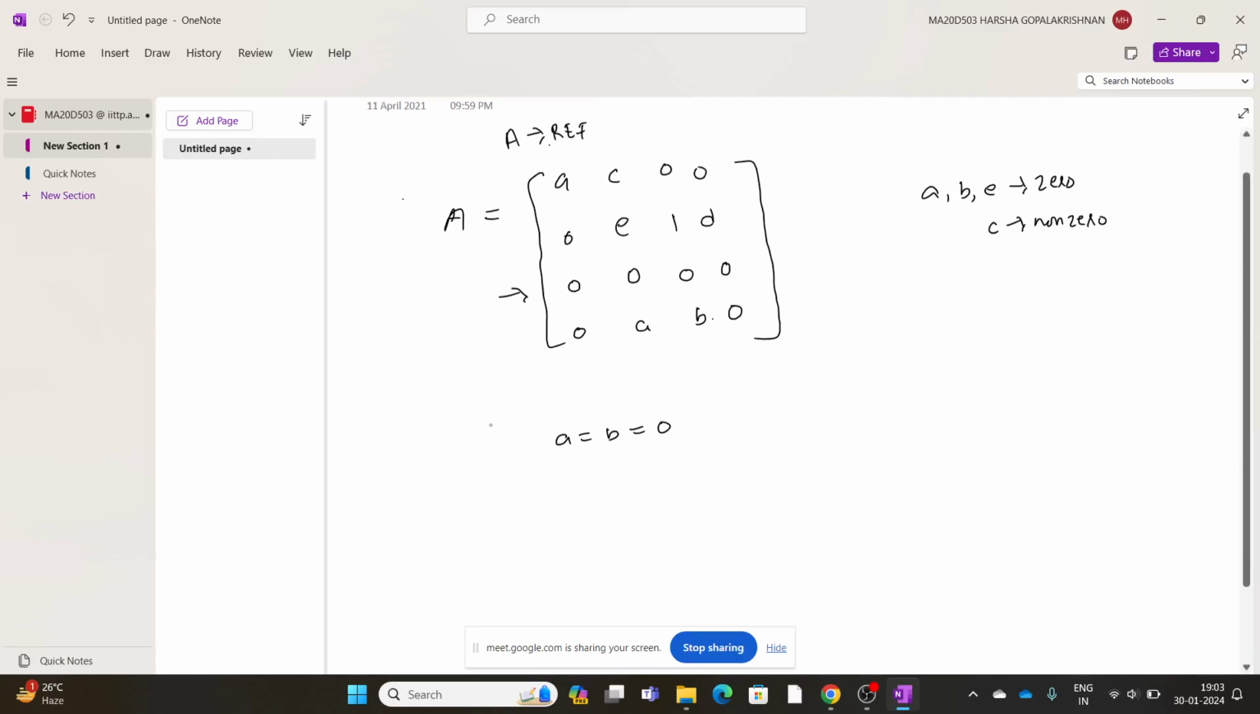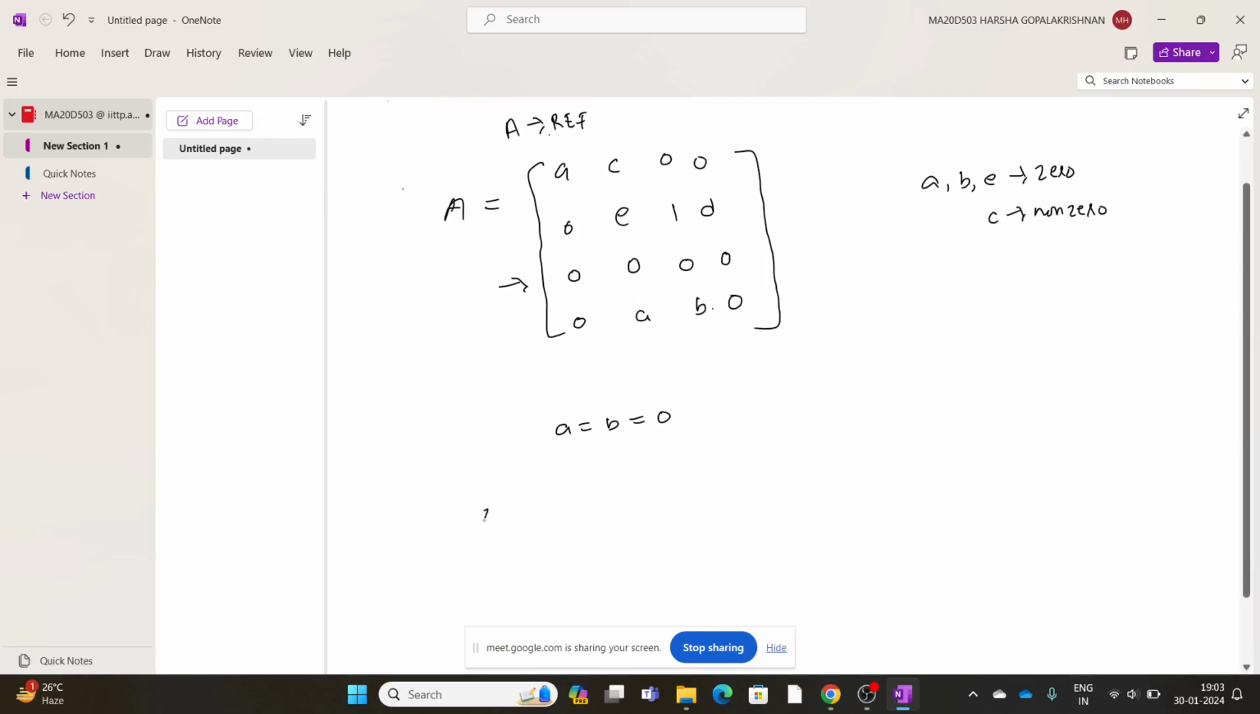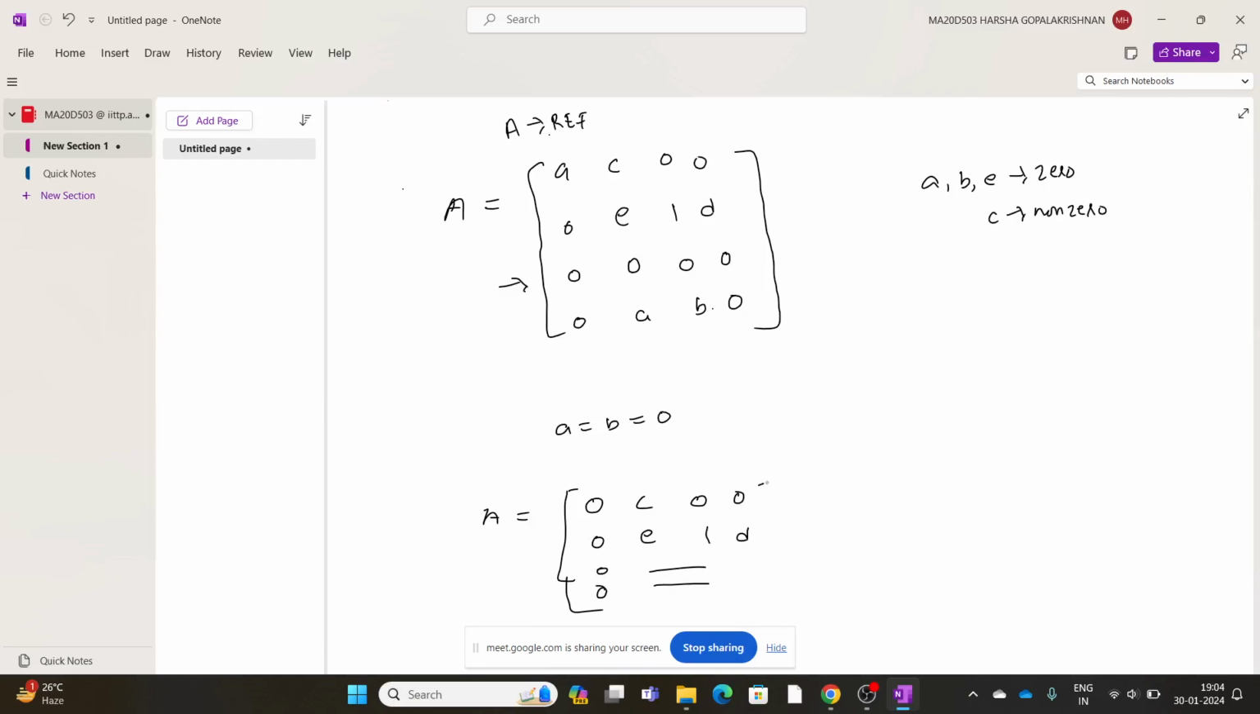Now, our A is in the form... A is 0. We don't know what C is now. The other two are 0: 0, E, 1, D. And this is a 0 row. These all are 0 rows. Now, we know that this second row, whatever the value of E and D, is always non-zero because there is a 1.